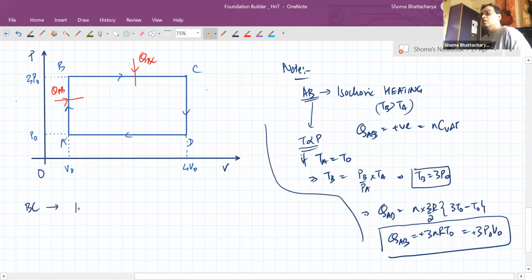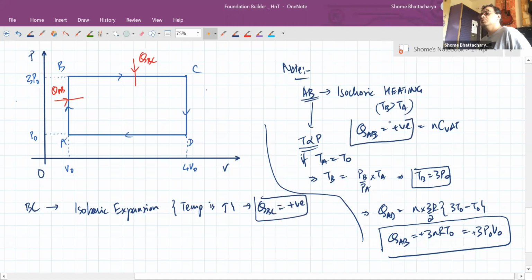BC is an isobaric expansion. Okay. So it is also a process where temperature is increasing. So QBC will also be positive, just like QAB was positive.